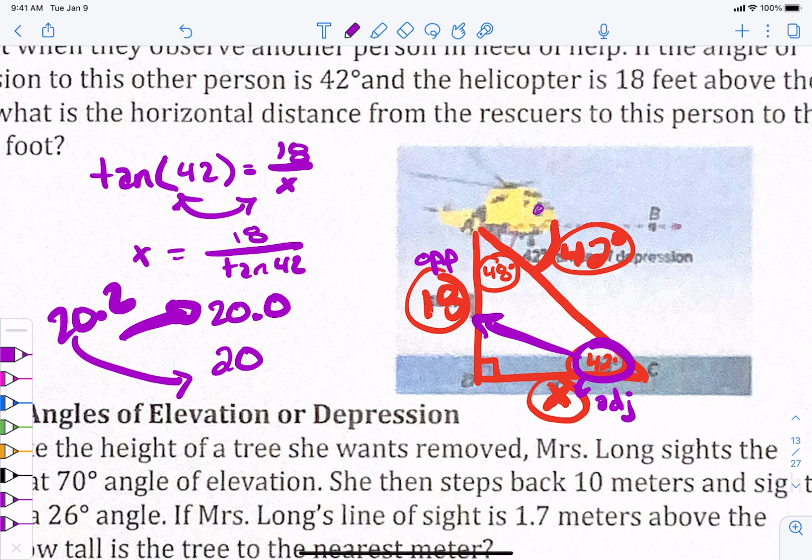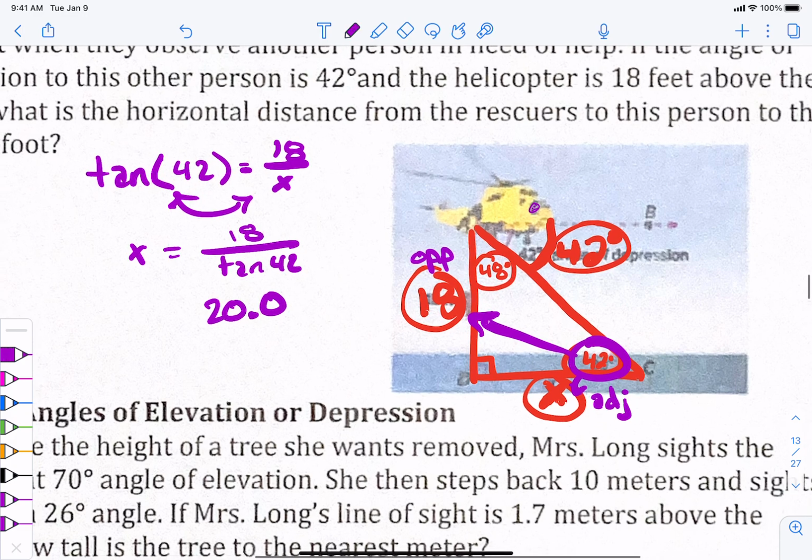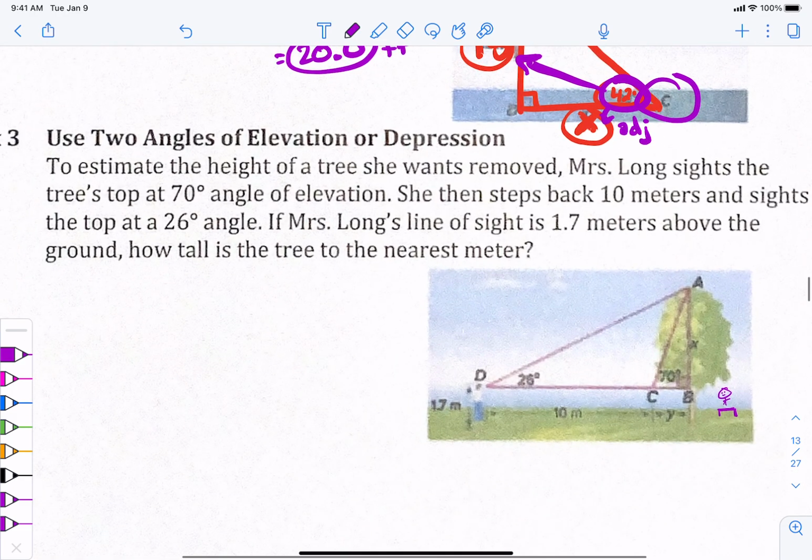Does that make sense? So by putting the 0 on the end there, it tells me that you are really being accurate with your answer. So go ahead and put the 0 on the end if you ever round it like that, because that tells me that you are being very, very accurate. So 20 feet. This other person is 20 feet away from where they need to be pulled up from, from the bottom of the helicopter. Good?